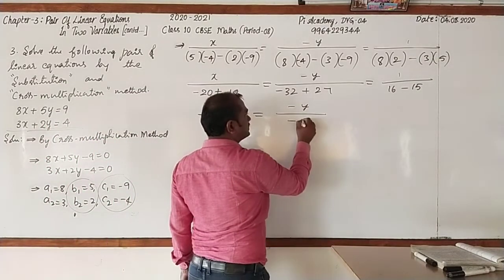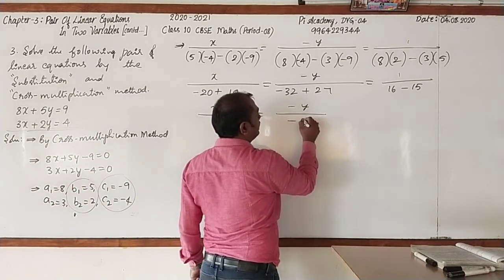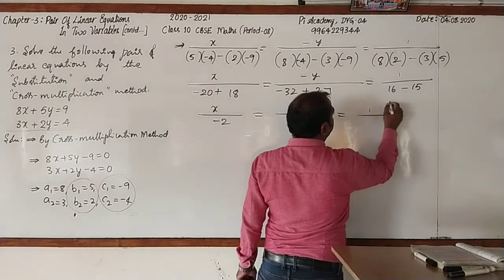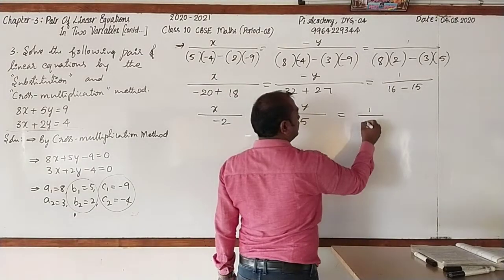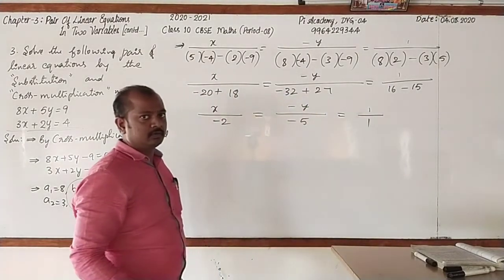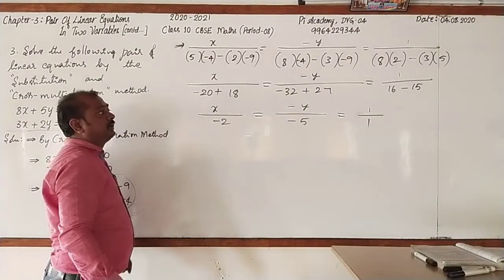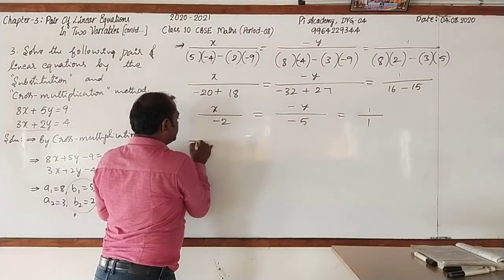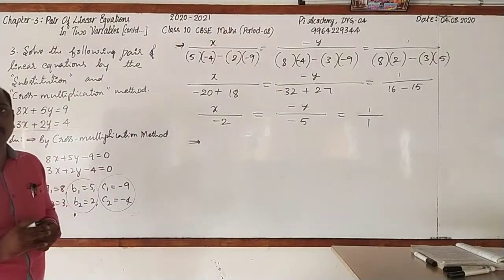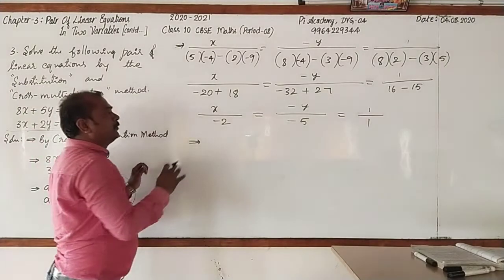It is minus 5, which is equal to 1 by 16 minus 15. It is 1. Hope that you have understood. Next, here let us go for finding the values of x and y, one after the other.